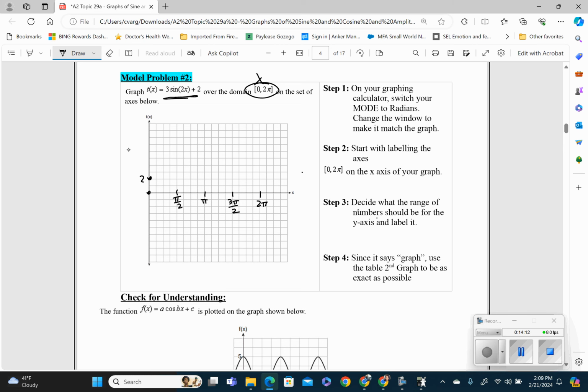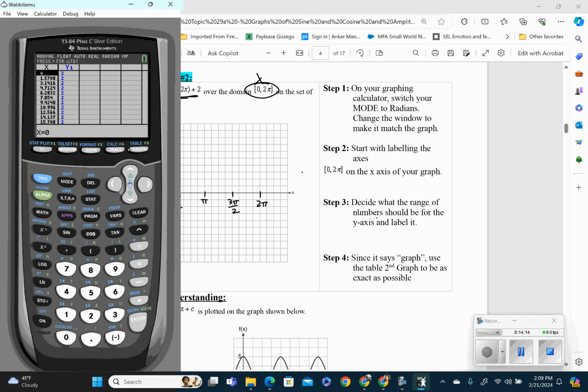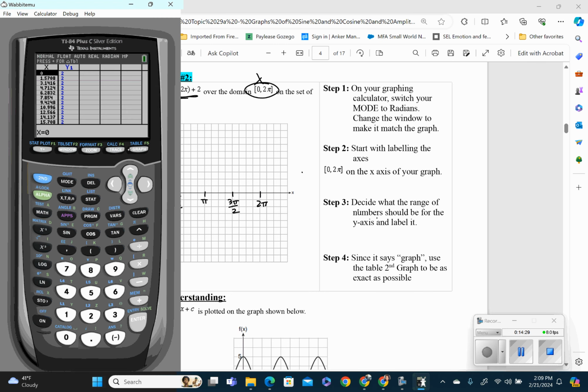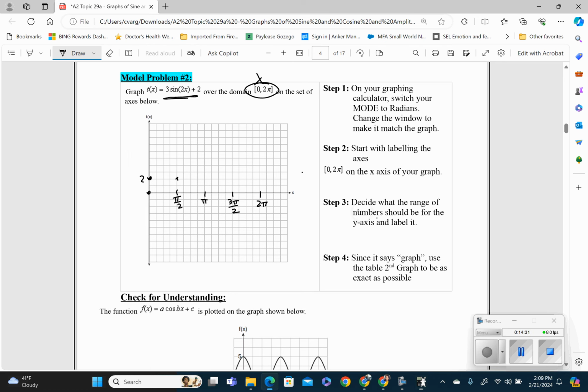All right, so I have 0, 2, right? And then the next thing I notice is 1.57 is the same thing as pi over 2, because if I take 3.14 divided by 2, I also have 2. So pi over 2 is going to be at 2. And then it looks like everything is going to be at 2, right? Yeah, it does. So pi is going to be at 2, 3 pi over 2 is going to be at 2, 2 pi is going to be at 2, right?